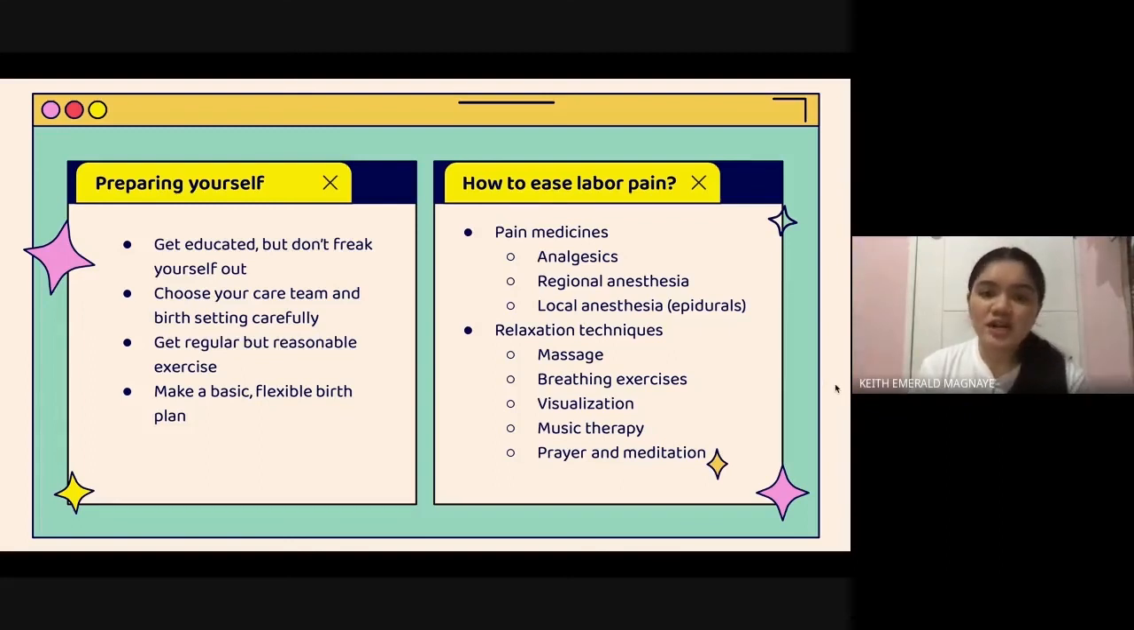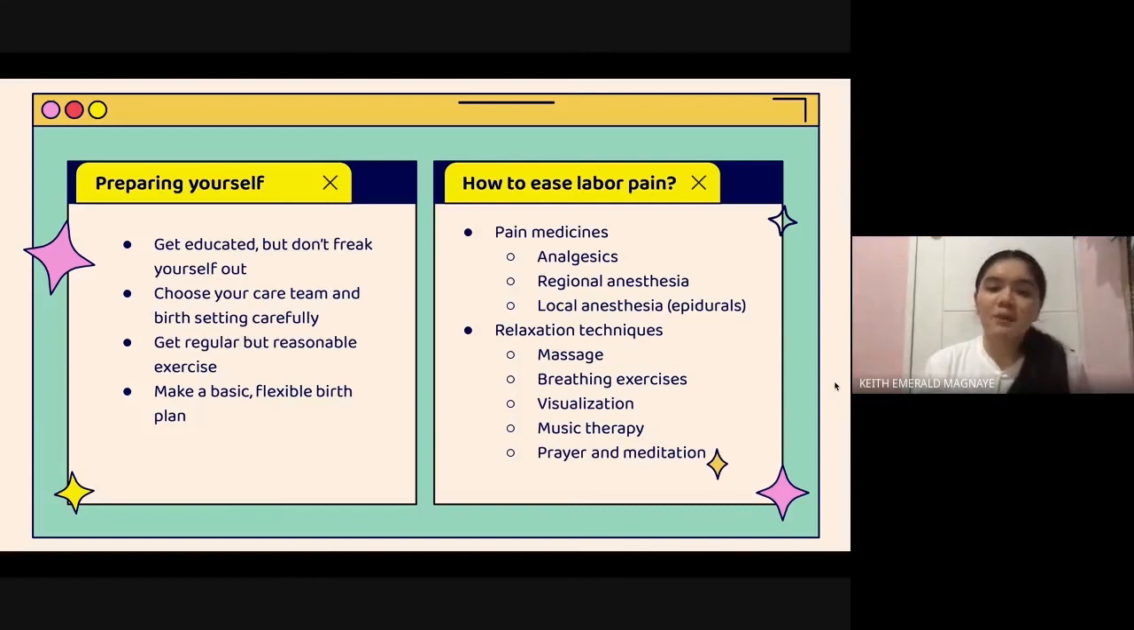What it does is it blocks the feeling from specific regions of your body, so you won't feel anything on those areas. And then we have local anesthesia like epidurals that relieve most of the pain from the entire body below the belly button. So, below the pusod po, wala po kayong mararamdamang pain, including the vaginal walls during labor and delivery.